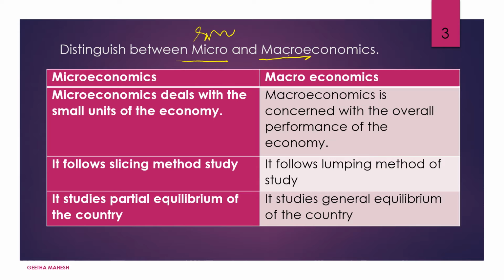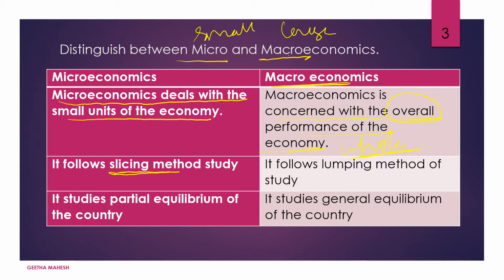Micro means small, macro means large. So, microeconomics deals with the small units of the economy, but macroeconomics is concerned with the overall performance of the economy. So, it deals with a large part of the economy, or we can consider it studies economy as a whole.